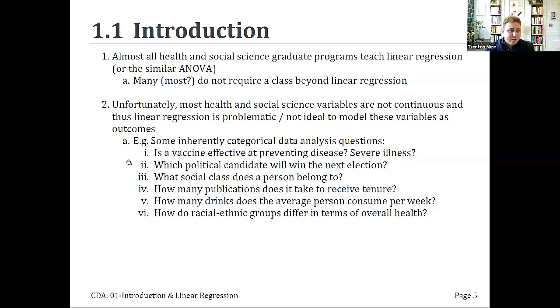Of course, this one was a huge one in the last few years. Is a vaccine effective at preventing disease? Well, the independent variable is whether someone gets the vaccine or a placebo, for example. And then the dependent variable is binary. Did they contract COVID, for example? Was it severe? Did they die, et cetera?